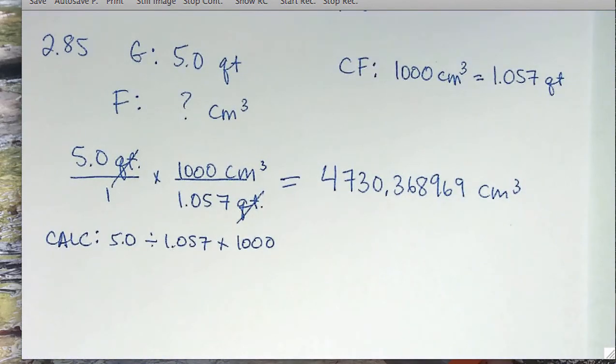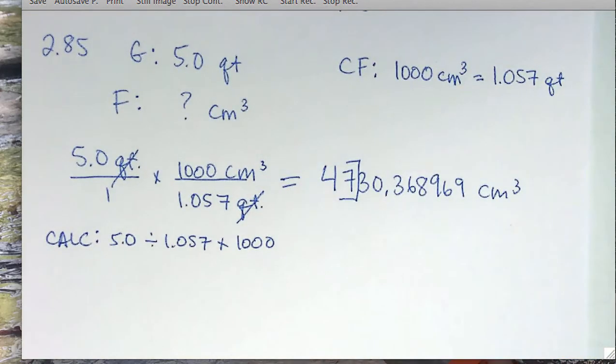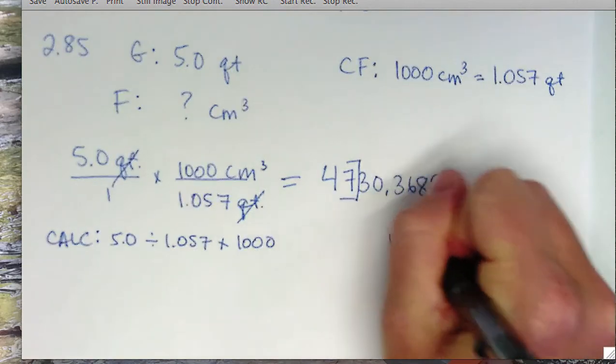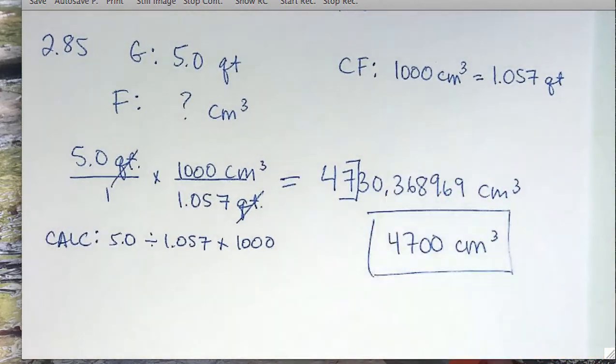Now how many significant figures should I have in my answer? 2. All right, how do I make it 2 sig figs? 4,700. Excellent. Good.